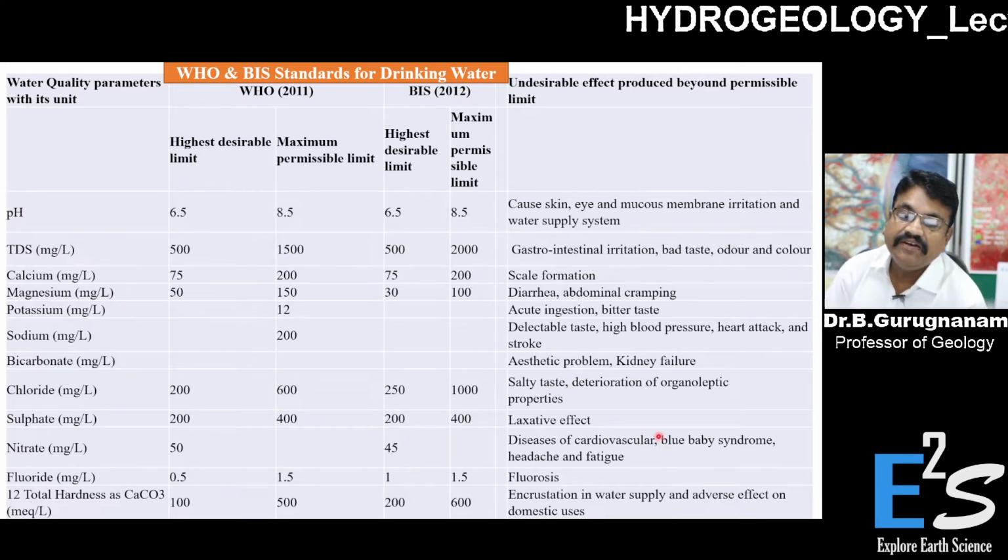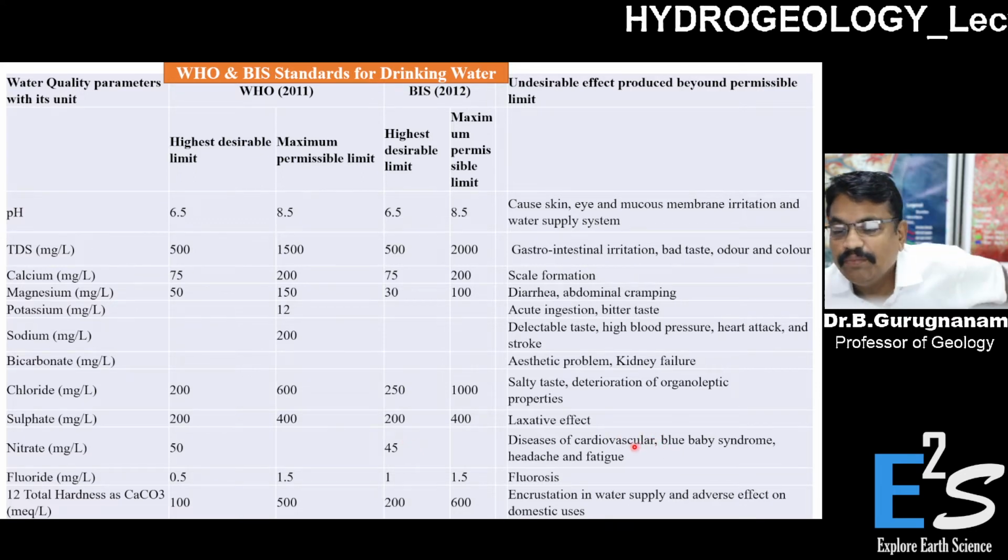Diseases like cardio-related issues and blue baby syndrome. Again, you feel a headache if you continuously take nitrate-rich water, and fatigue issues will also come. Fluoride is suggested with 1.5 as the maximum limit, and then fluorosis will come due to the enrichment.